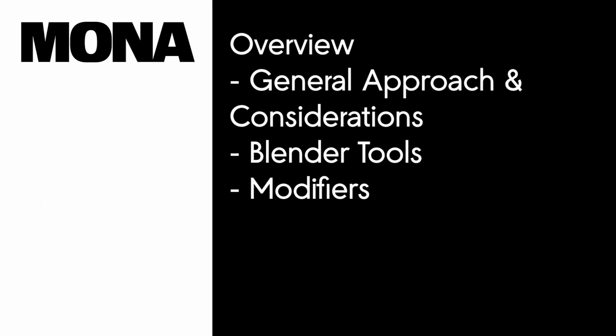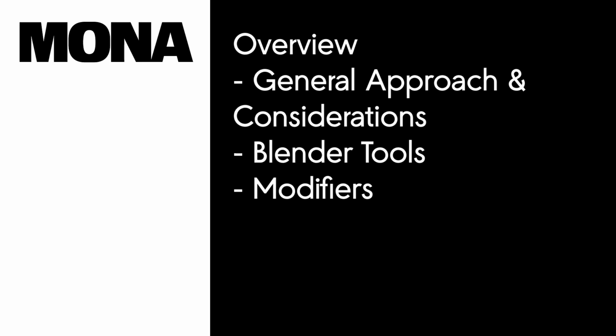Welcome to Mona Tutorials. In this session we will be looking at a 10-speed time-lapse of the hard surface modelling stage of the Cyberpunk car. At the start of each section I will go over some of the details of the creation process, from general considerations, common Blender tools, and the modifiers I use to create the hard surface high polygon asset.